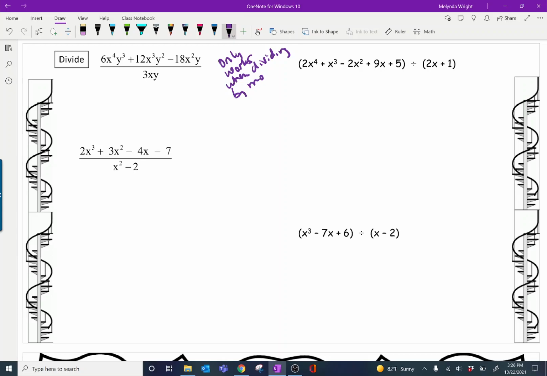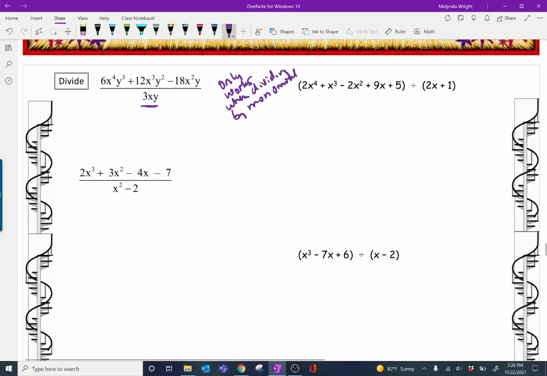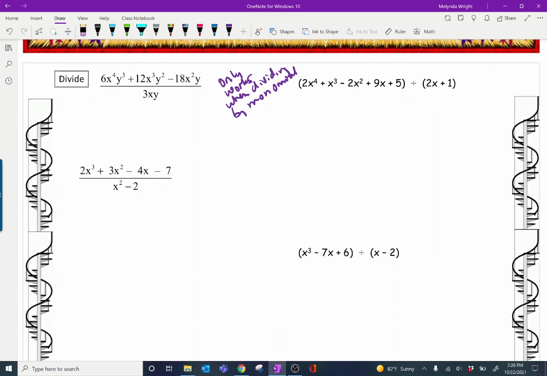Let's remind ourselves of that vocabulary word, monomial. Monomial is one term, right? It's a one-term polynomial. All right, so how does this technique work that we can use? It's actually a simpler technique, which is why I'm going to show it to you. But again, I can only use it when I'm dividing by a monomial.